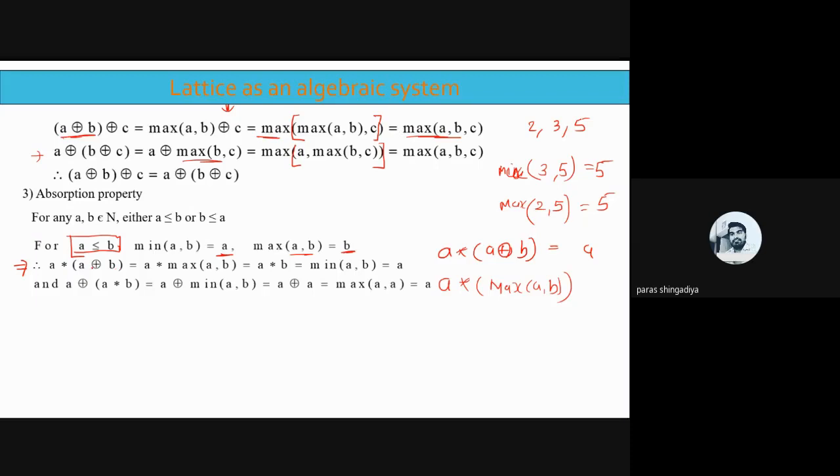ठीक है. So first simplify the bracket A ring sum B. A ring sum B means maximum of AB. Clear? A star maximum of AB. Clear? And now what is answer of maximum of AB? That we already derived for the case 1, A less than or equal to B, and that answer is B. So use there A star B. And what is meaning of A star B? That is minimum of AB. And what is answer of minimum of AB? That already we have is equal to A. Clear? So answer is equal to the A. प्रूव हो गया. ठीक है, A star A ring sum B is equal to A.